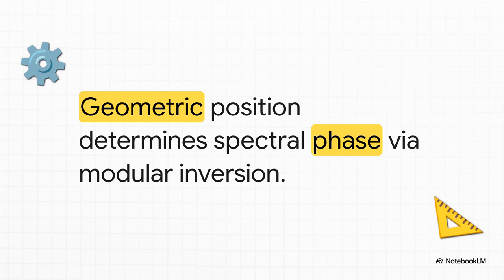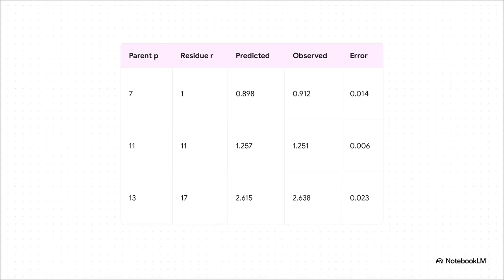But the real question is, how well does this hold up to reality? When we look at the empirical data comparing the mathematically predicted phase to the observed phase across hundreds of thousands of integers, the alignment is shockingly tight. For example, if you check paired prime 11 and residue 11, the error between the theoretical prediction and the actual observation is just 0.006 radians. Across the entire board, the maximum error is consistently less than 0.03 radians. Honestly, that level of precision is just astounding.